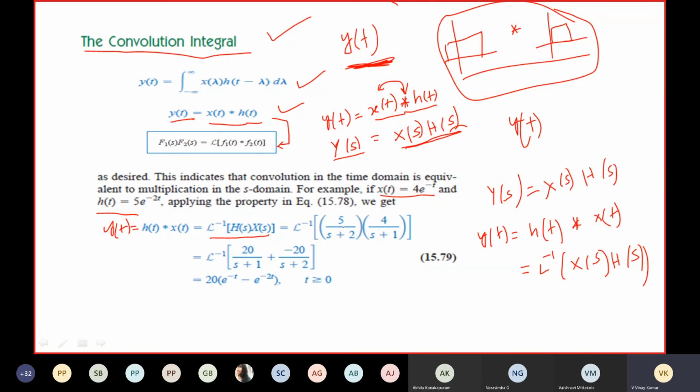What is h of s? H of t is 5 e power minus 2t, so h of s is equal to 5 by s plus 2. X of t is 4 e power minus t, so x of s is 4 by s plus 1. Then using partial fractions we get this, and applying the inverse Laplace transform, you are going to get y of t.